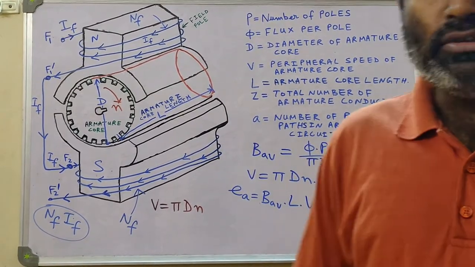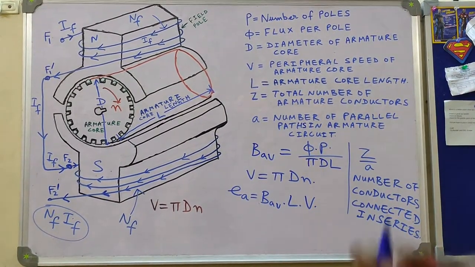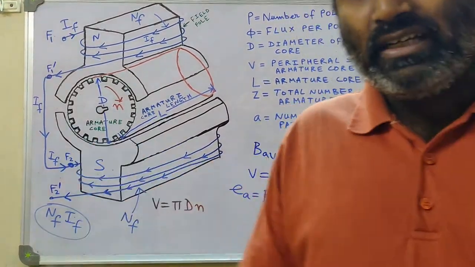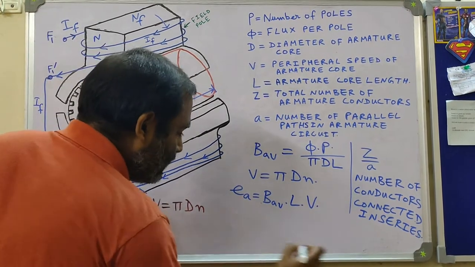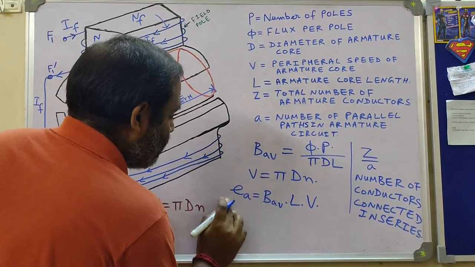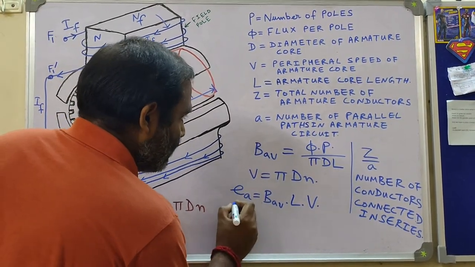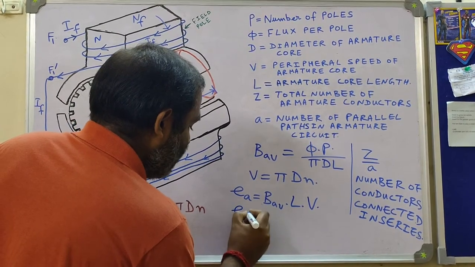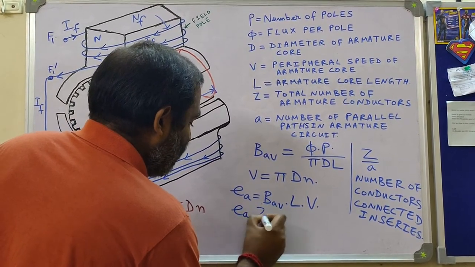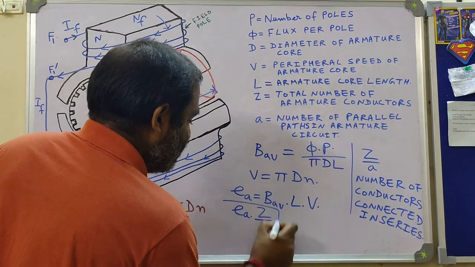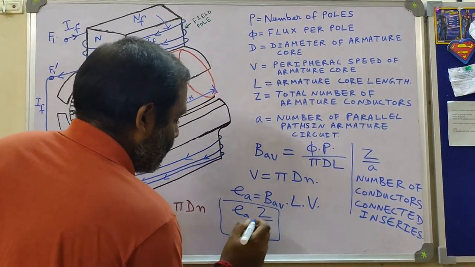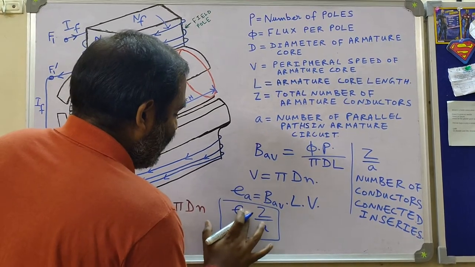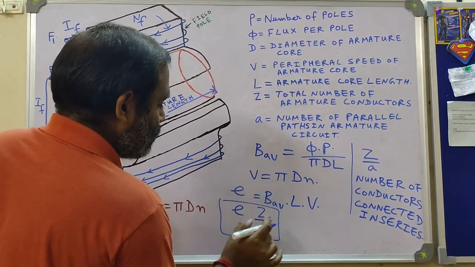So, what is the EMF induced in the armature winding? Or what is the net EMF induced in all the armature conductors? The net EMF induced in the armature winding is nothing but the EMF induced in one conductor multiplied by the number of conductors connected in series. That is E suffix A. Let me simply write E only, then there is no confusion.